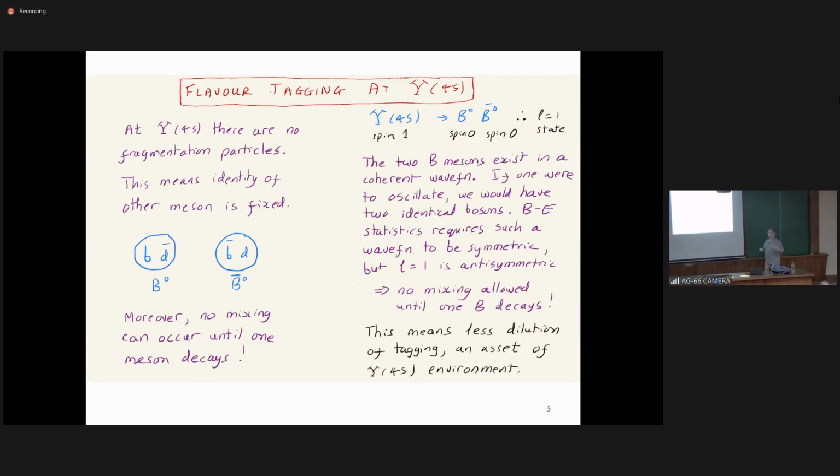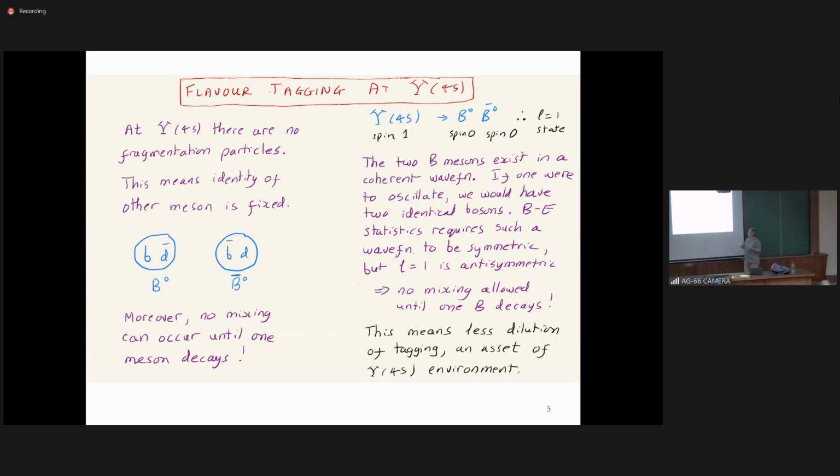Okay, now let's go to the Upsilon 4S. So life is different here. This is the e+ e- environment. This is the environment of BaBar, and Belle, and it's the environment of Belle II. And there are no fragmentation particles. You just produce a B and a B bar. Thus, if you've produced a B0 meson, this is the one we're interested in, which decays to J/psi K short, you know that the other meson is a B0 bar.